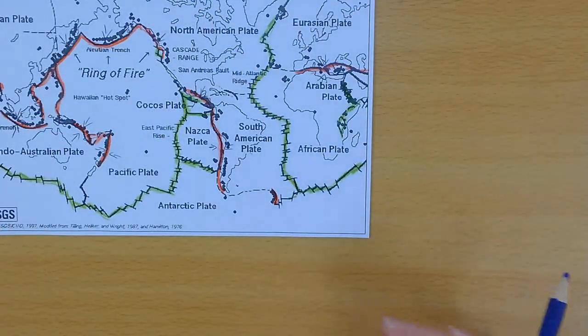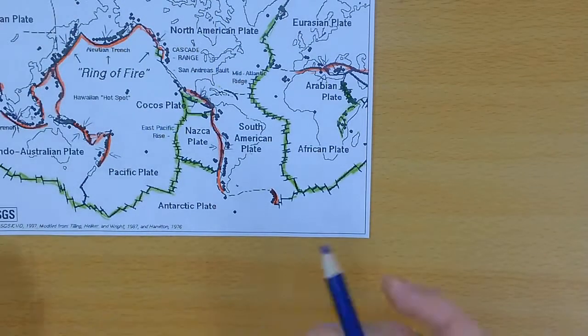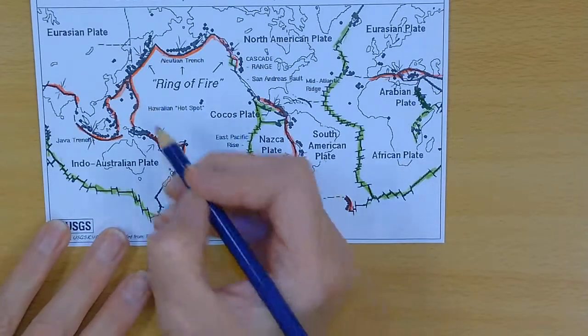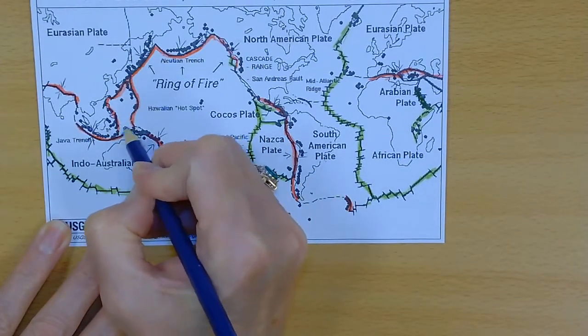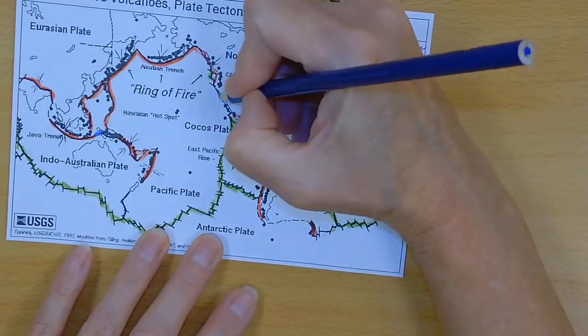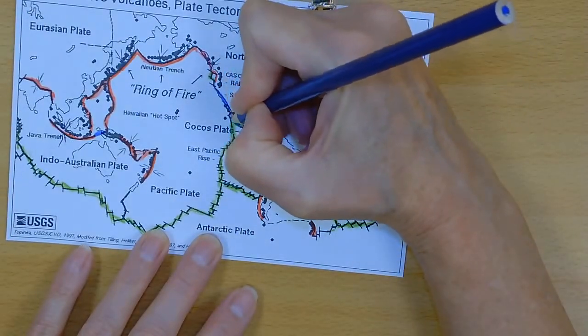We're going to get our blue. Okay, our blue is going to be transform. So right here, there's actually a type of transform boundary right there, and a very famous one right here, which is the San Andreas Fault.